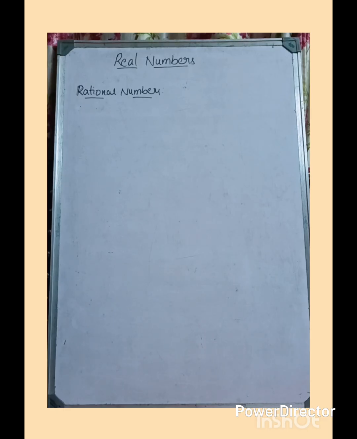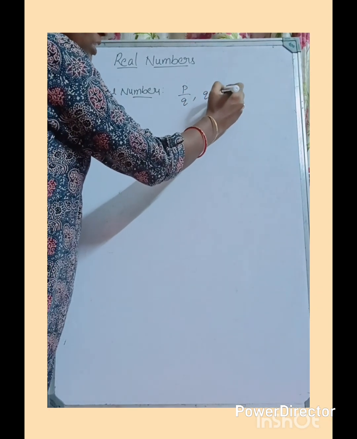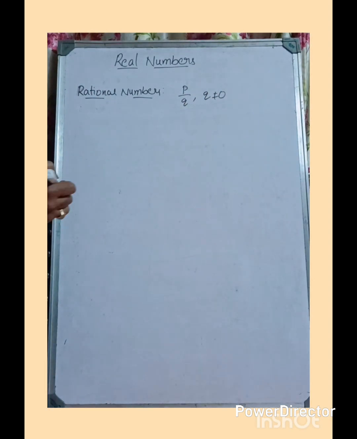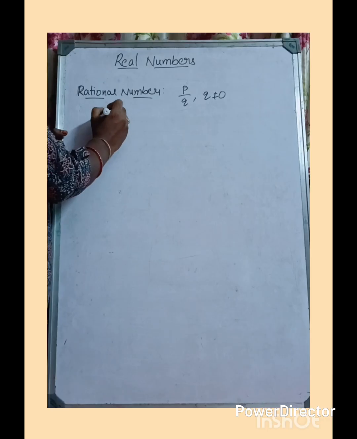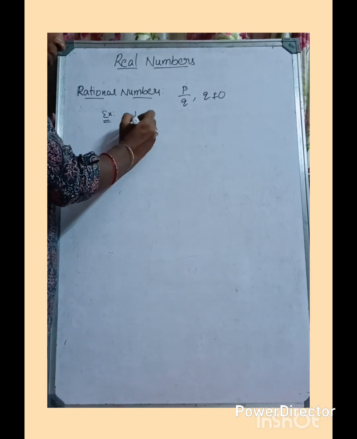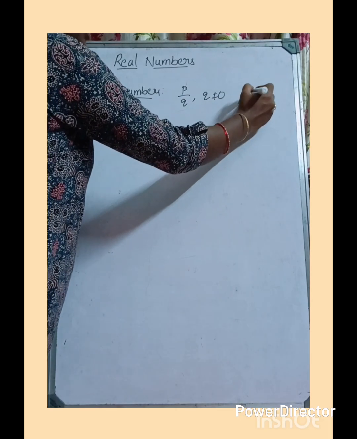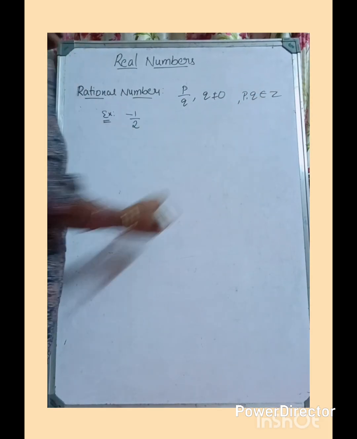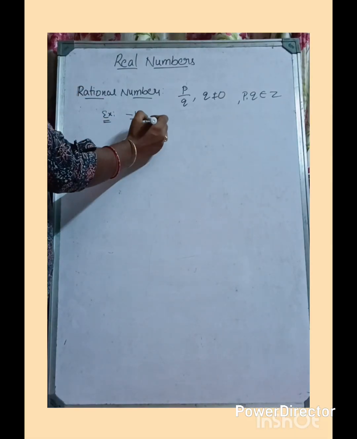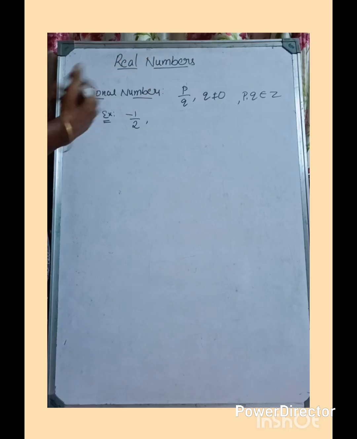Now rational numbers. What are the rational numbers? The numbers which can be written in the form of p by q, where q is not equal to 0, those numbers are rational numbers. For that, we can give the example minus 1 by 2 is a rational number, and p, q belong to integers. Integers means both negative and positive numbers come under the integers.